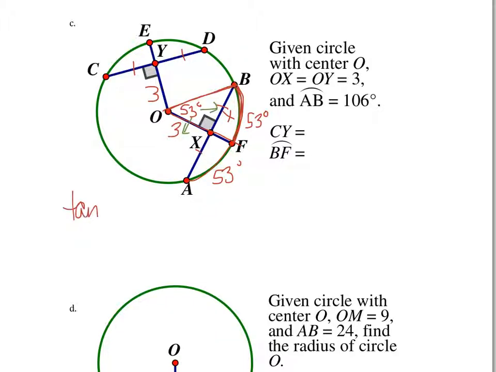So I'm going to say tangent of 53 equals opposite over the adjacent. And then if I go ahead and use my calculator and plug that in, I end up getting CY to equal 3.98, or about 4. Now I'm also supposed to say what arc BF equals. We already have that marked, so it's easy to go ahead and transfer that.